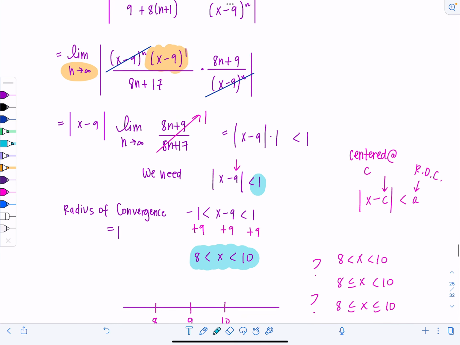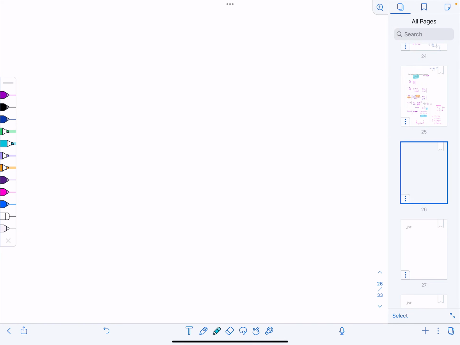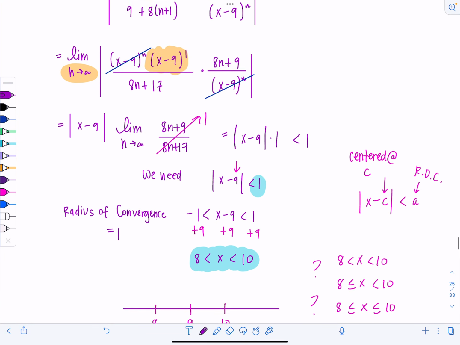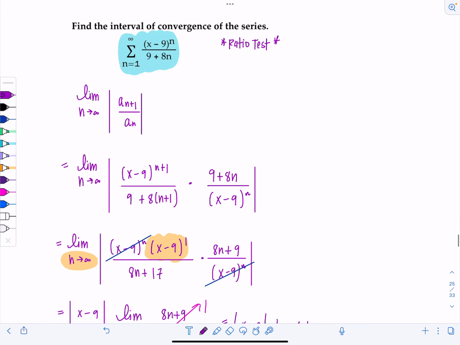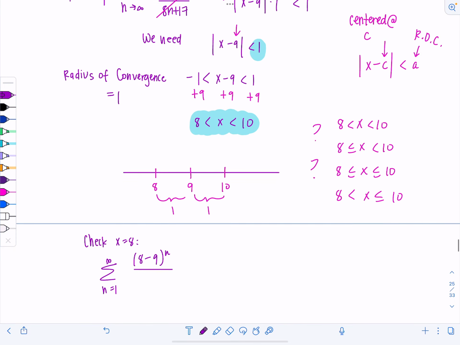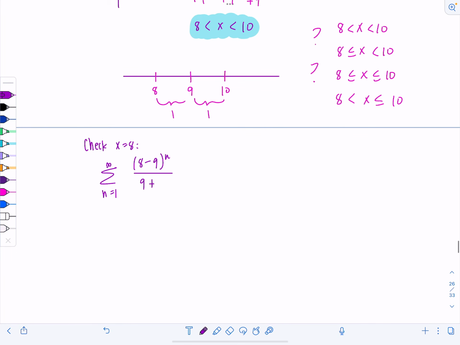So let's plug in 8 first. Oh, I need so much more space. Why did I think 1 page would be enough? Okay, let's check x equals 8. So then we have the sum, n equals 1 to infinity. I forgot what it was. Hold on. Okay, so you have (8 minus 9) to the n over 9 plus 8n. So this is the sum, n equals 1 to infinity, of 8 minus 9, that's negative 1, to the n over 9 plus 8n.